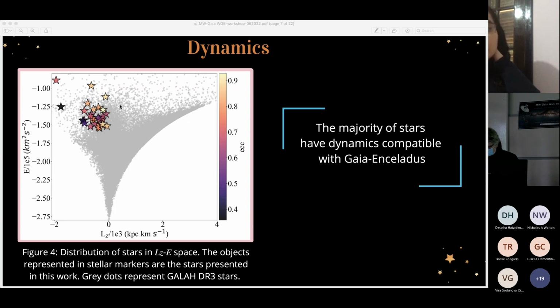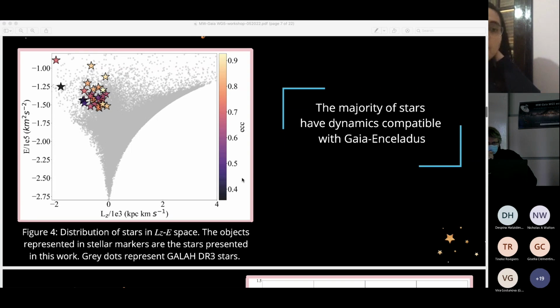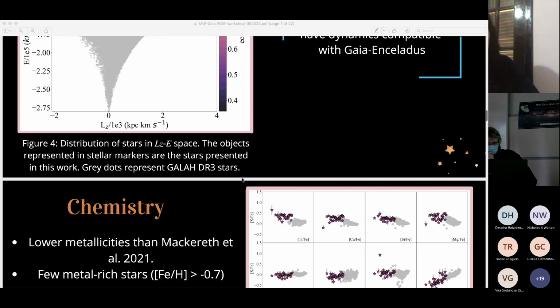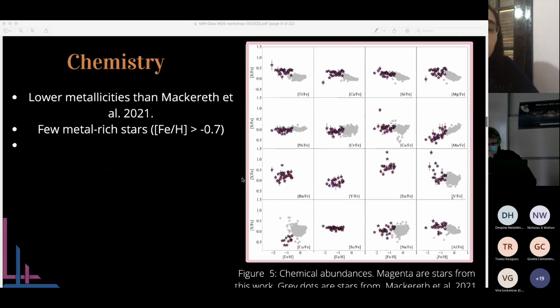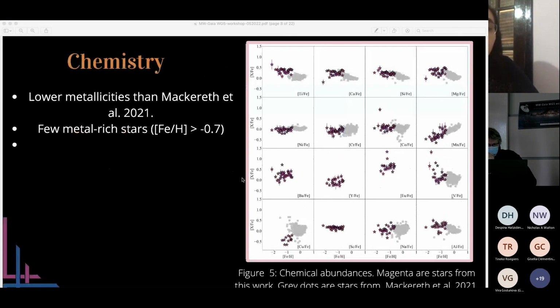And another piece of evidence that we have that these stars might be from Gaia-Enceladus is the fact that our stars also have high eccentricity. So here the stars are color-coded according to eccentricity, and you can see that the majority of our sample of stars also have eccentricities higher than 0.7. So the second result or ingredient that I would like to mention here is the chemical abundances. Here I'm showing in figure 5 the chemical abundances for 16 chemical elements.